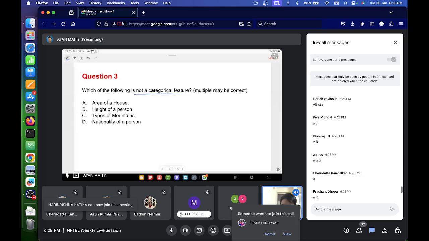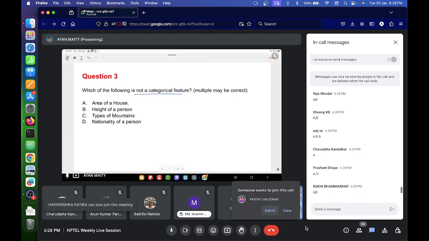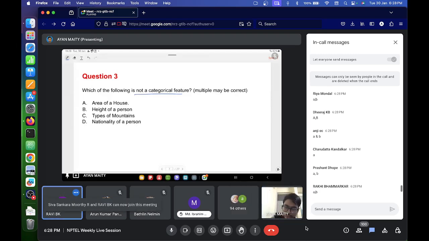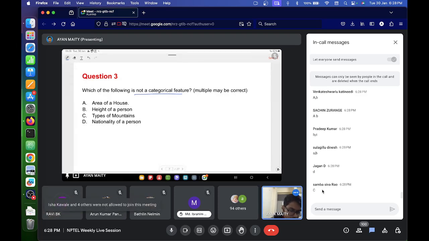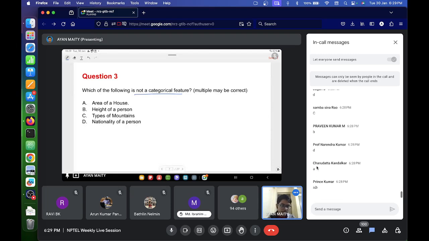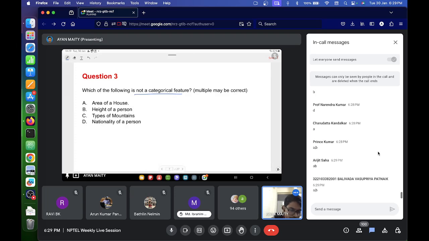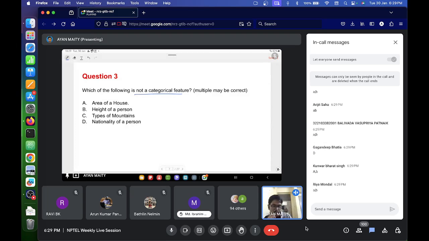Most of the answers are A and B. Pradeep is saying B, C. Jagan is saying D. Samba Sivarao is saying C. Professor Narendra Kumar is saying D. Charudatta is saying A. Prince Kumar is saying A, B. Odijit Shah is saying A, B. Balivada Basupriya Patnaik is saying A, B. Gagandeep is saying D. Most of the answers are A and B in the chat.